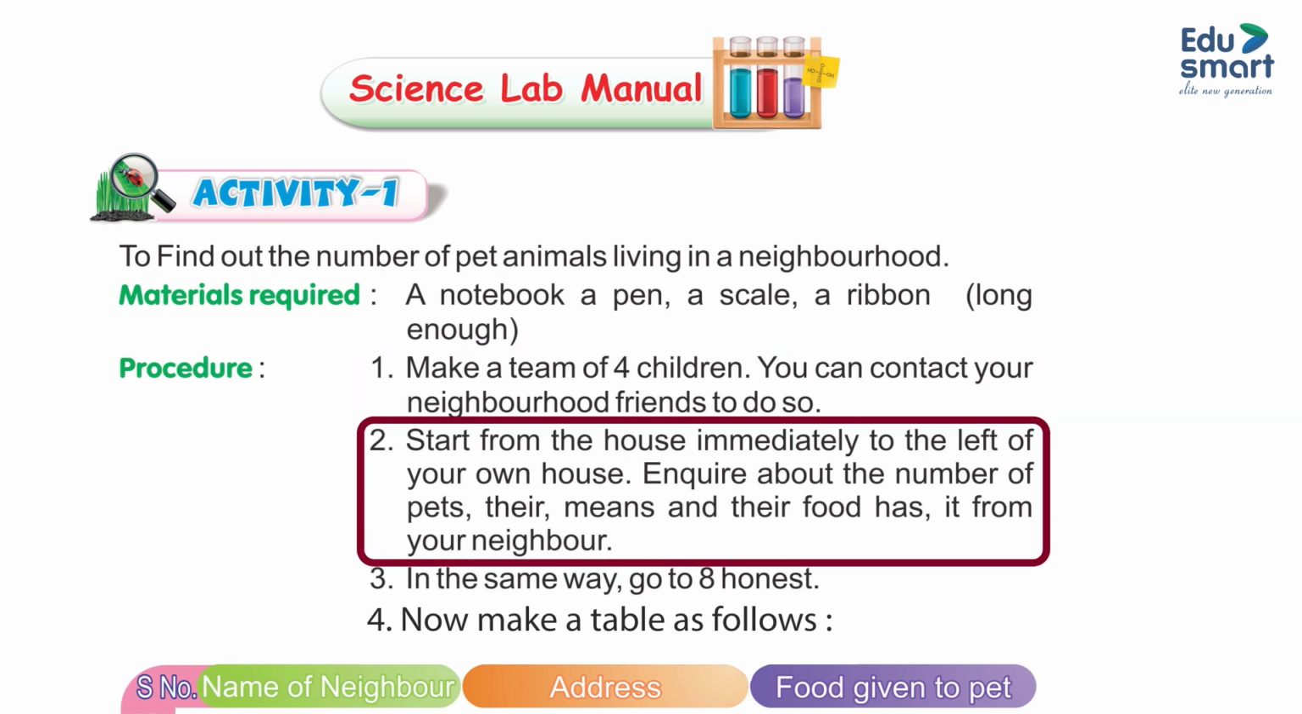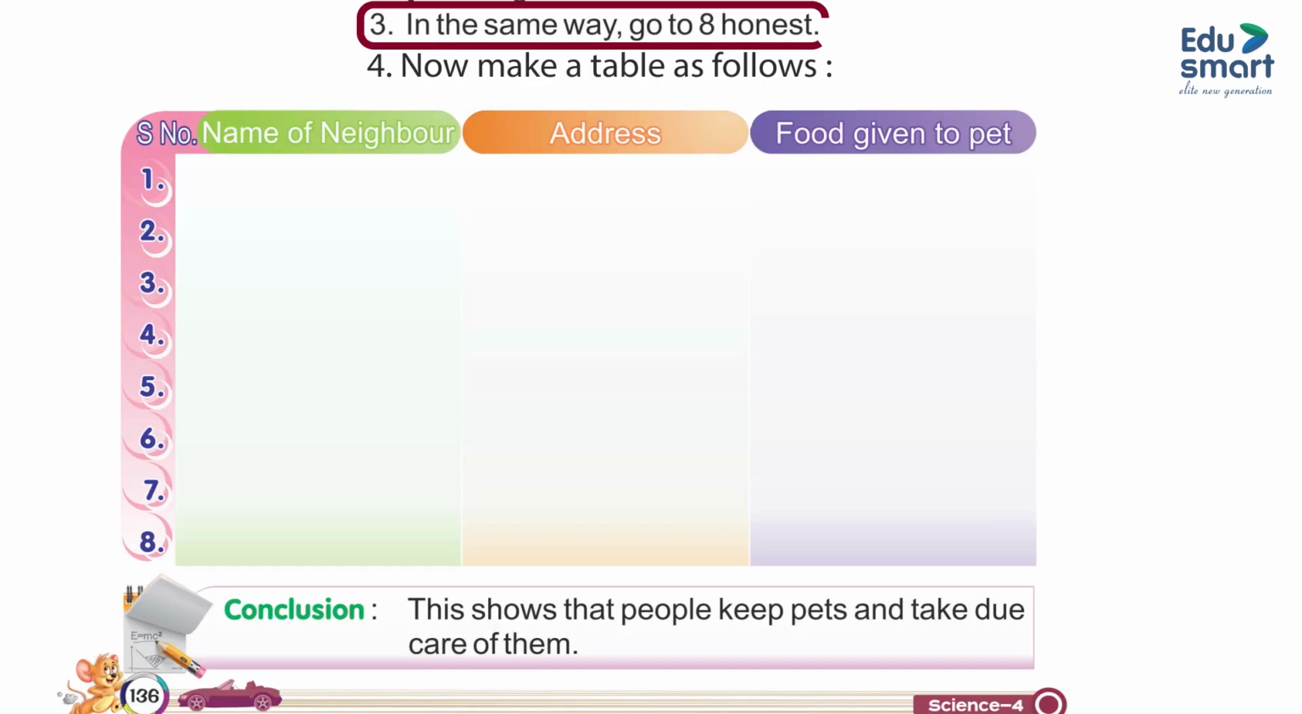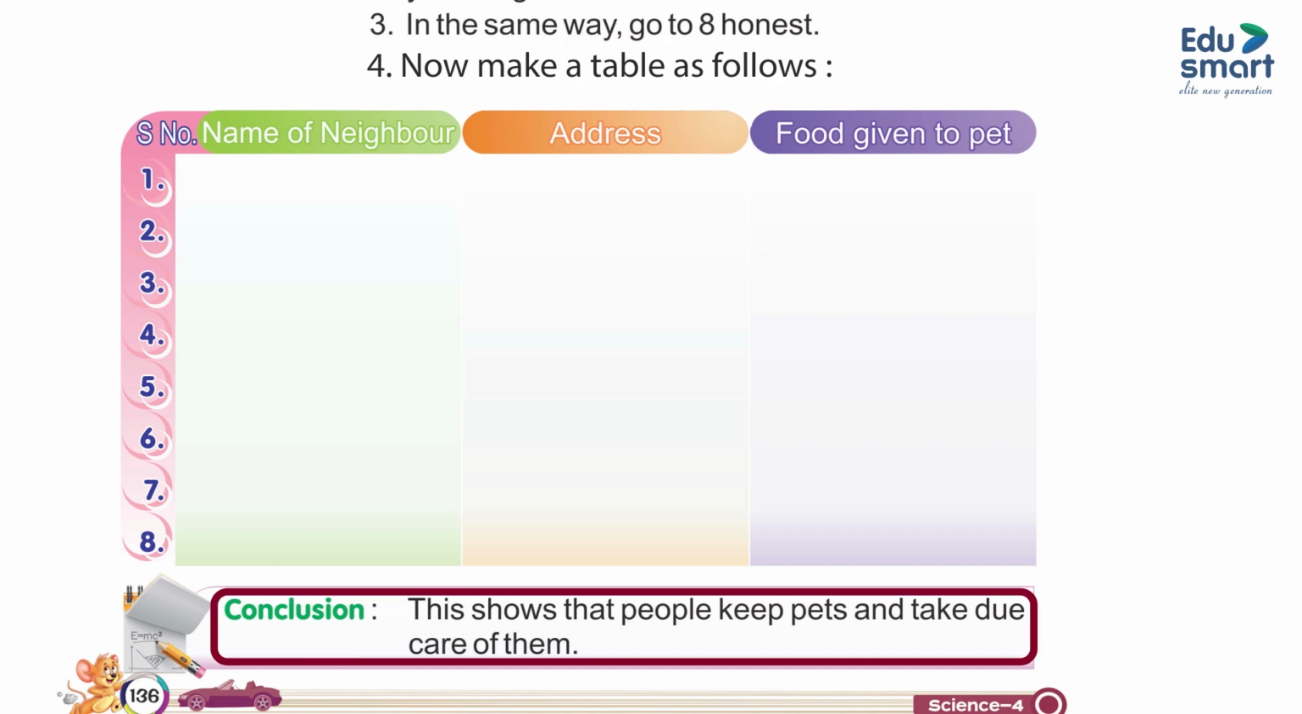2. Start from the house immediately to the left of your own house. Inquire about the number of pets, their names and their food habits from your neighbor. 3. In the same way, go to 8 houses. 4. Now make a table as follows. Conclusion: this shows that people keep pets and take due care of them.